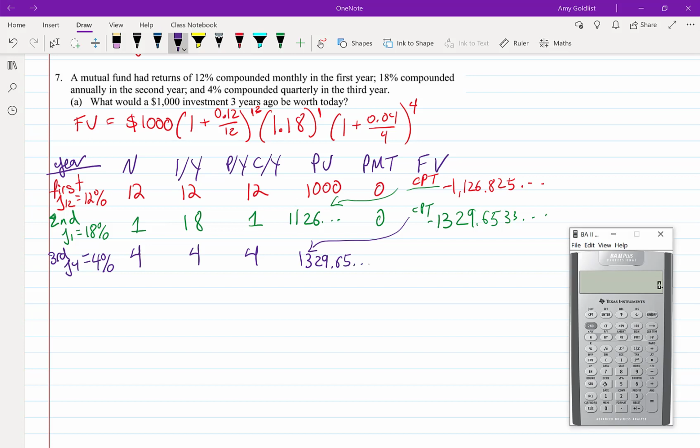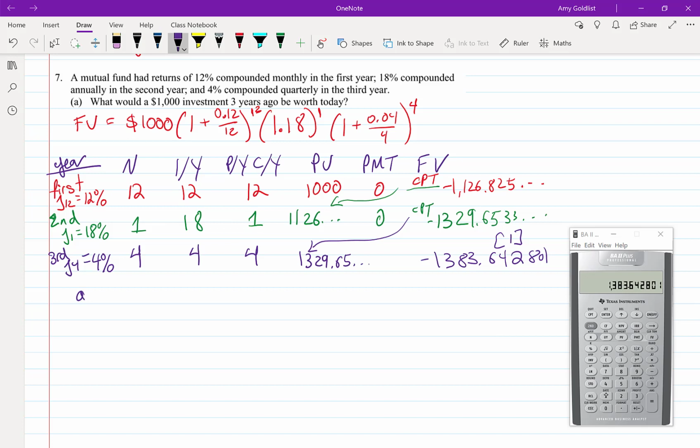Clear that. N is now 4. Our interest rate is also 4, and my PYCY has gone to 4, enter, and I clear. I've done my present value and payment already, so I'm just going to compute the future value, and I get 1383.642. Anytime I see this, I'm going to save it. So store 1 in case I need it again. And you never know when you're going to need it.